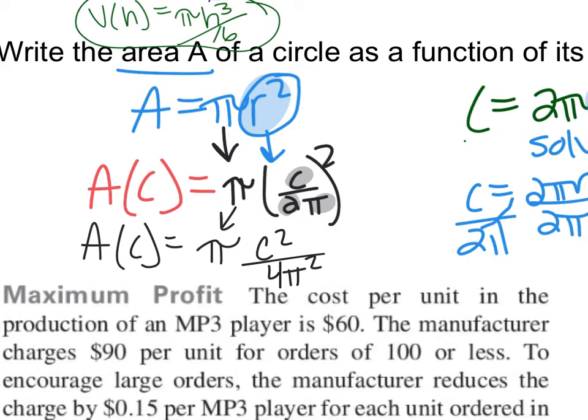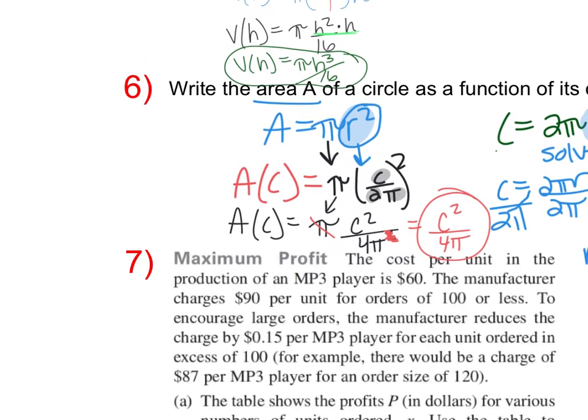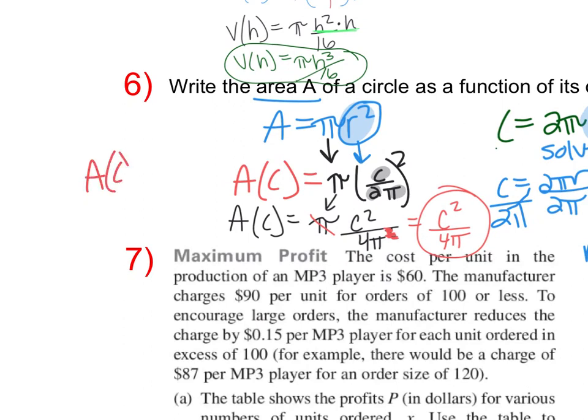And then we can simplify because we have a pi in the numerator and we have 2 of them in the denominator. So we can take one away there. So we should get c squared over 4 pi. So there's our area. So if I write that out as a function, in terms of the circumference, c squared over 4 times pi.